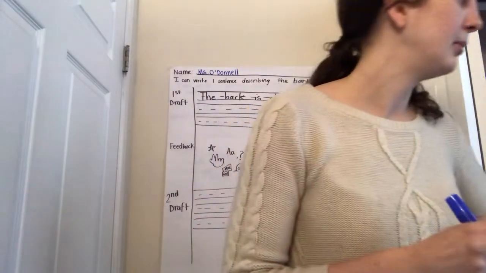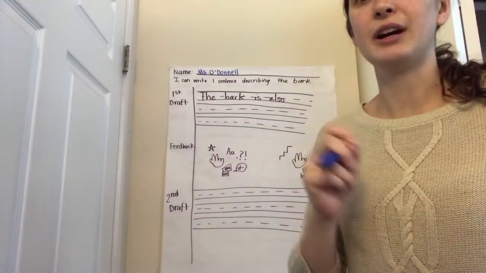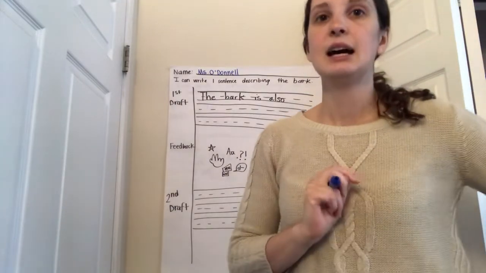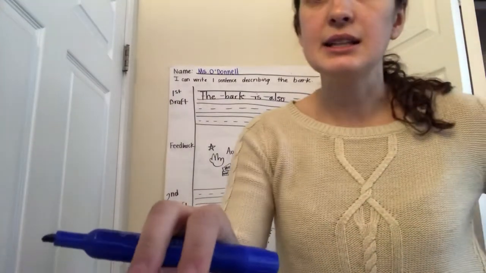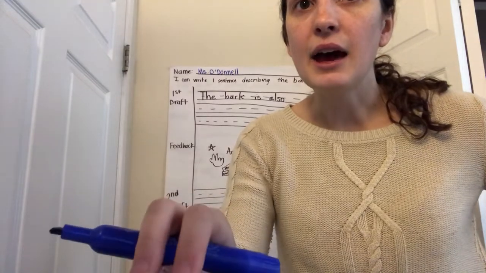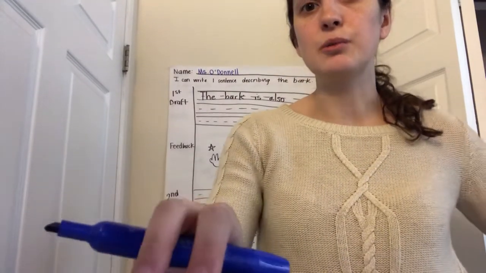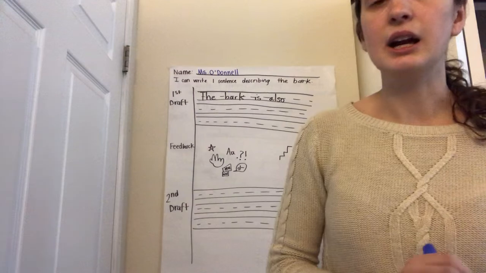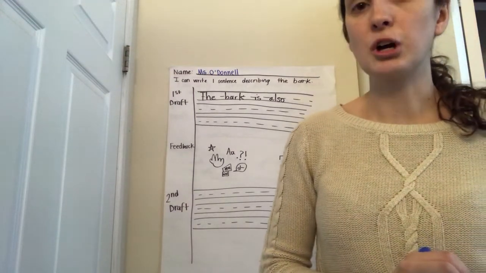Last time I remember I wrote that the bark was black. When I look back in my story, it says that the bark is also gray, so it can be gray or black, and it also says that there are sharp thorns.